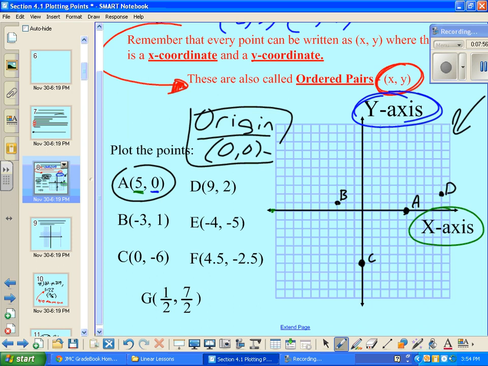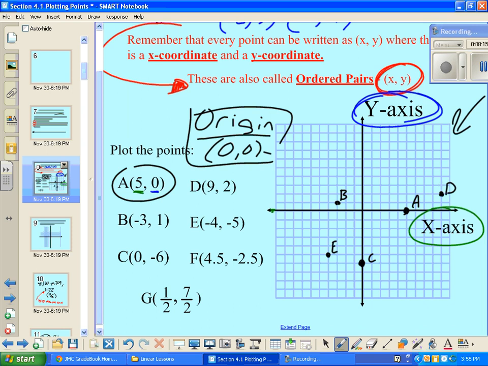Letter E, negative 4, negative 5. Both these numbers are negative. For the x-axis, if I'm going to go negative, that means I'm going to go to the left. So left, 1, 2, 3, 4. And then negative 5 means I'm going to go down 5. 1, 2, 3, 4, 5. So the point E is right there.